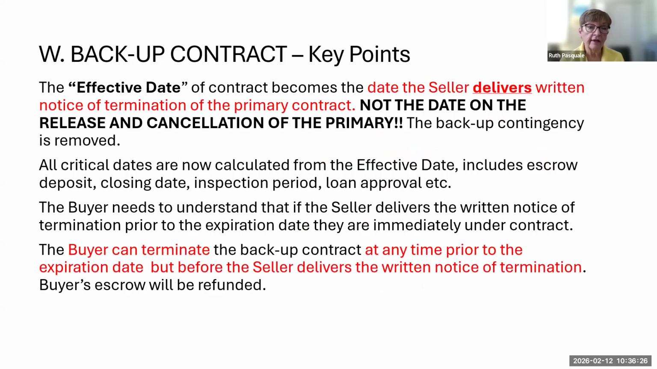The question is, now we've got an effective date. The effective date is the date that the seller delivered the written notice, the release and cancellation on the primary. So everything starts from that date. This is the effective date now of your contract. So everything, as it normally does, flows from that effective date: escrow deposits, closing dates, inspection periods, loan approval, everything else that's in the contract.